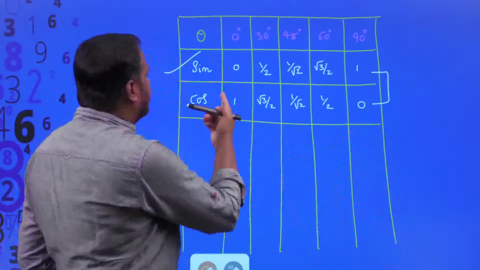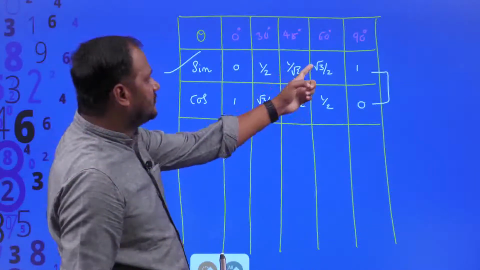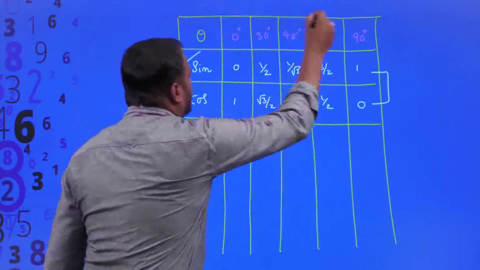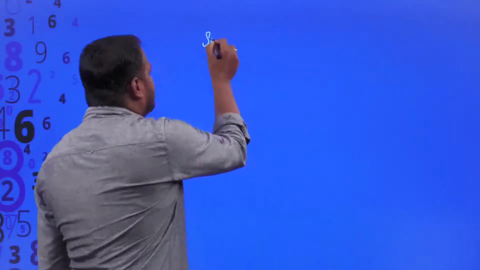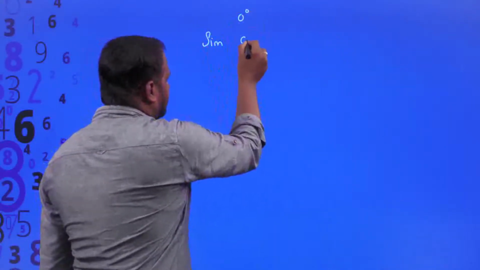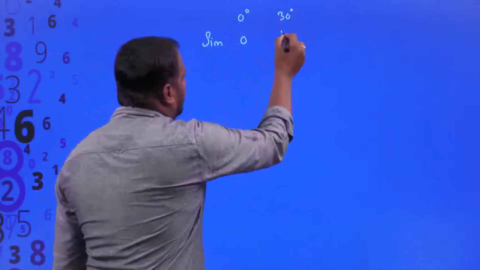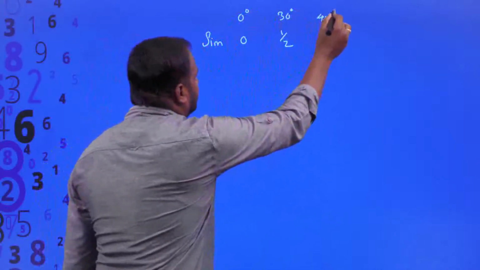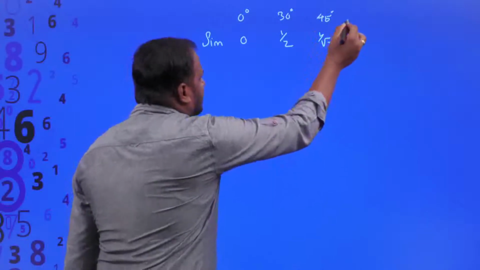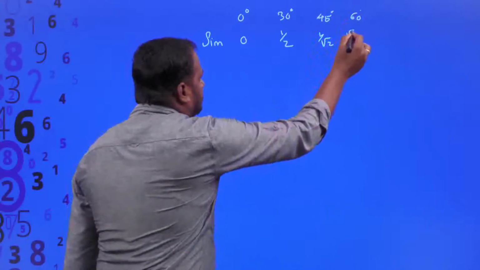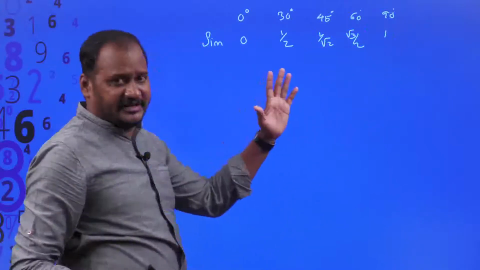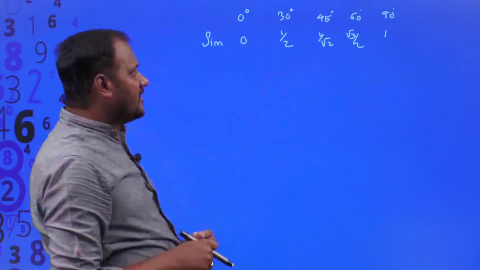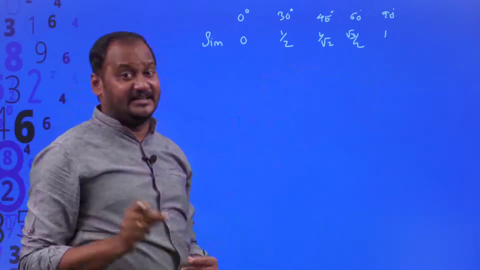See here, the sine values are 0, 1 by 2, 1 by root 2, root 3 by 2 and 1. So now I will just remember the values of sine and then I will give you a clear-cut idea for the sine values. I know that sine 0 degrees is equal to 0, sine 30 degrees is equal to 1 by 2, sine 45 degrees is equal to 1 by root 2, sine 60 degrees is equal to root 3 by 2 and sine 90 degrees is equal to 1. This is what we placed in a table. Now, how do I remember the values of sine? That is my point.